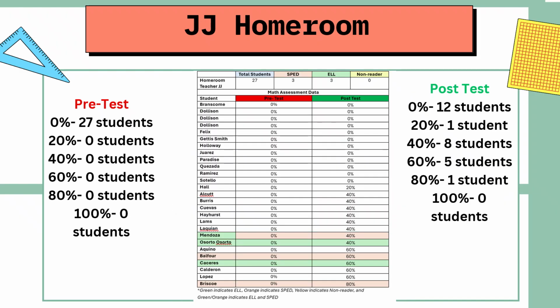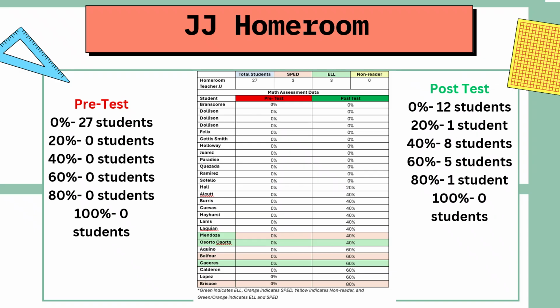Now, JJ's data stands out immediately. Having 27 students, so all of her students, at 0% on the pretest is a significant gap and that cannot be overlooked. This suggests that students either lack foundational prerequisite skills or they have limited exposure to the assessed standards.